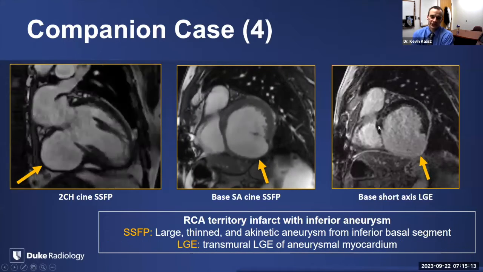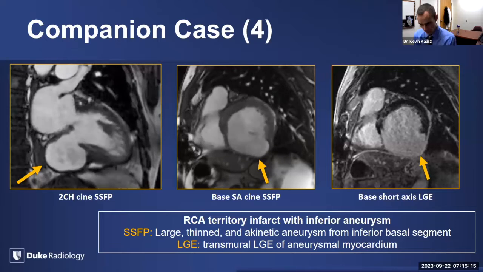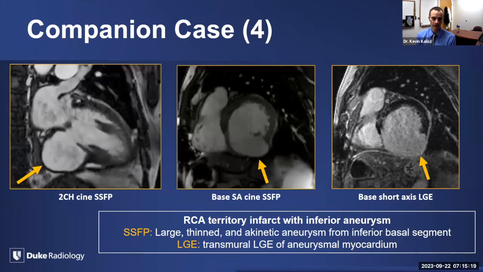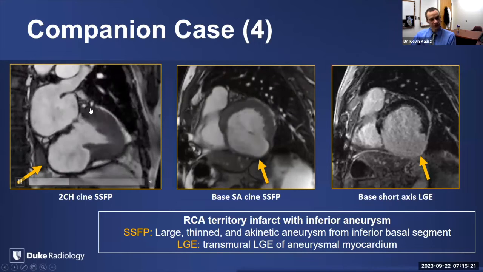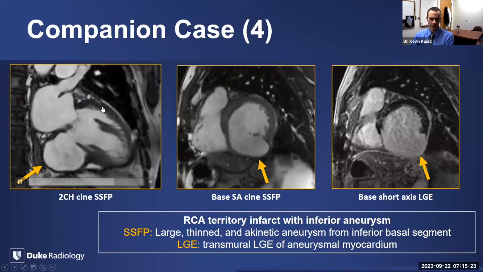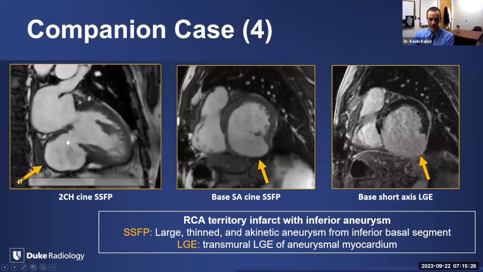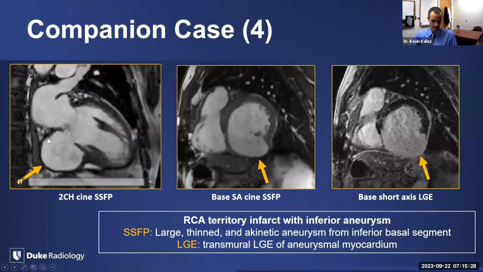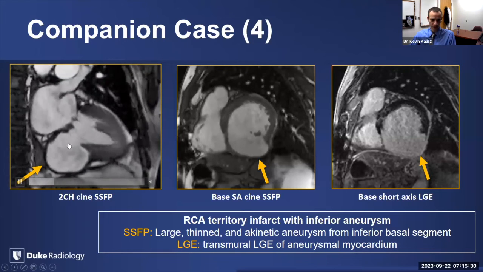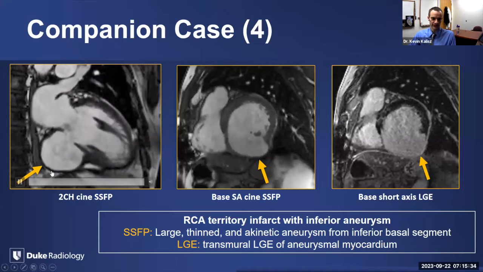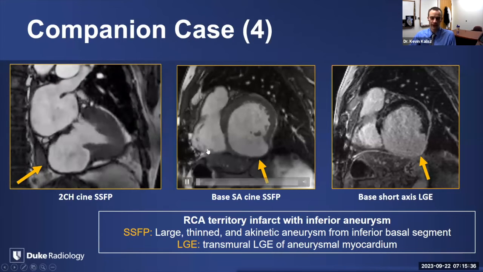And then just to finish this off, probably the most extreme consequence of a prior MI is the concept of aneurysm. So we have a 2-chamber cine SSFP here. It's actually relatively normal elsewhere in the myocardium with the exception of here. We have this aneurysm that's essentially bulging out from the inferior basal aspect. Not surprisingly, this myocardium here is essentially not moving at all.